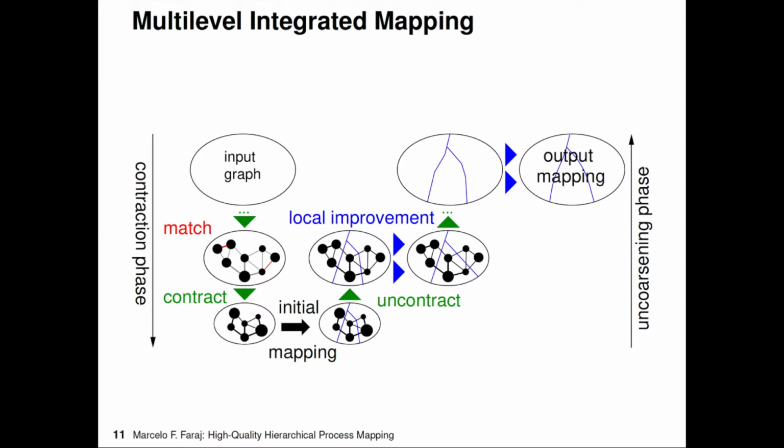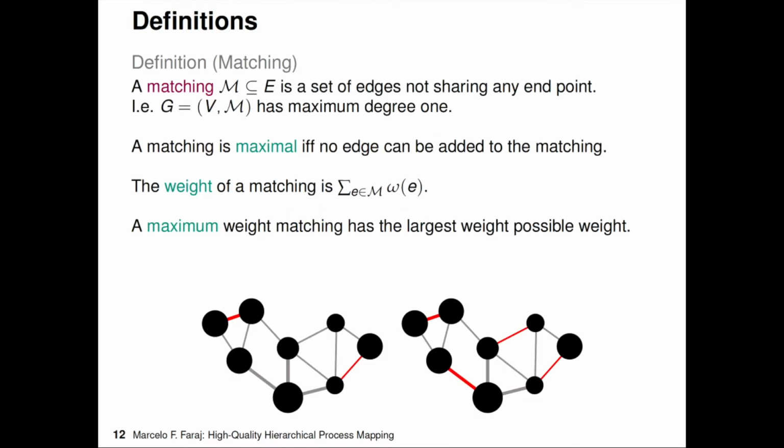After we apply the initial mapping algorithm, we uncontract. And every time we perform an uncontraction, we also run a battery of local search algorithms to improve the solution quality even further. And we do this until we obtain again the initial graph and we already have a mapping with high quality. Let's make some definitions.